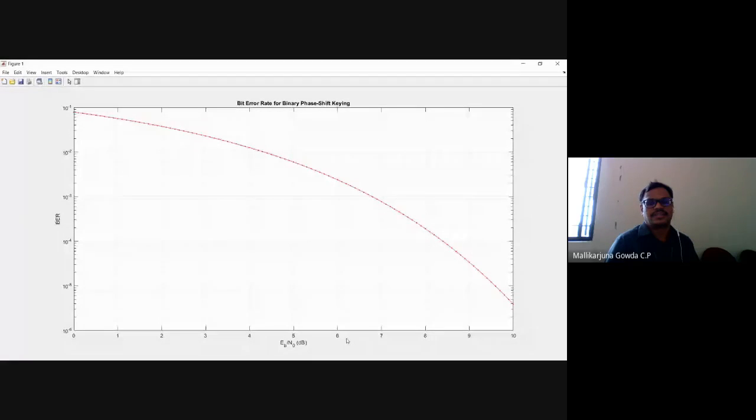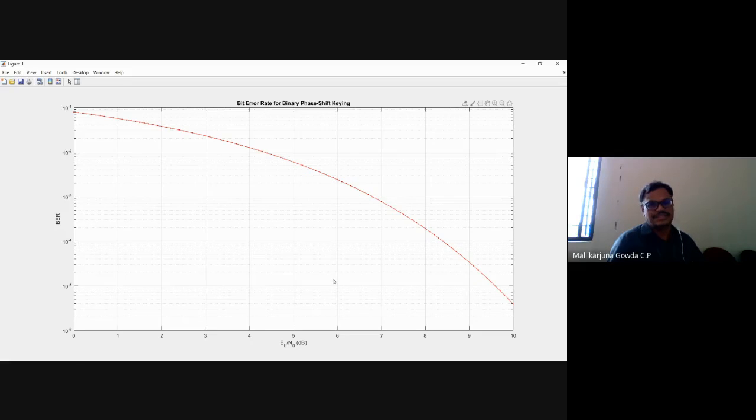Yeah, this is the graph of bit error rate for BPSK. Its y-axis is bit error, that is 10 power minus 1, 10 power minus 2, 10 power minus n, and so on. And this x-axis is Eb/N0. What I said, I have defined 0 to 10 dB in steps of 0.1, so 1, 2, 3, and so on to display. It is a simple formula, right?